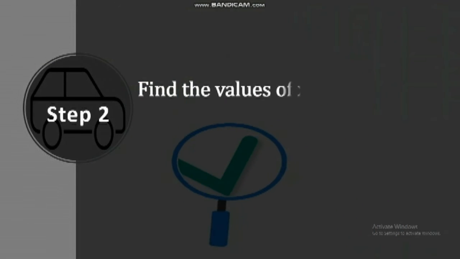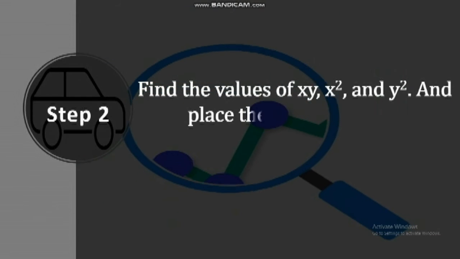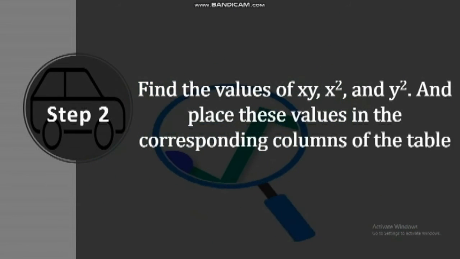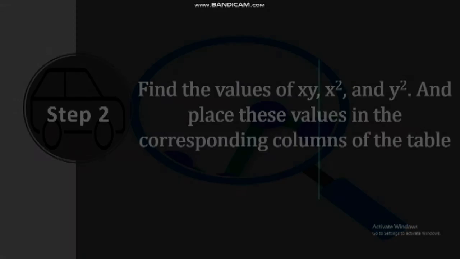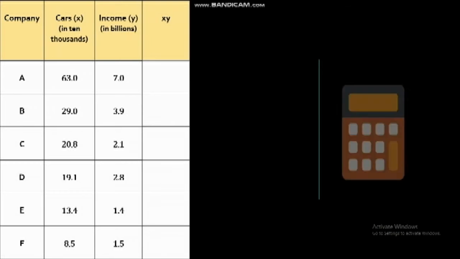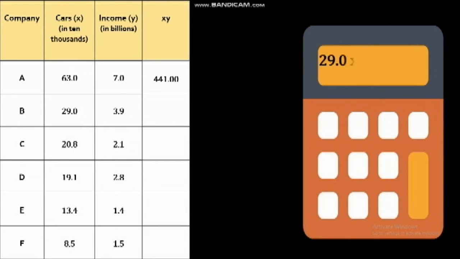Step 2. Find the values of xy, x squared, and y squared, and place these values in the corresponding columns of the table. Since we already have the data for the column of company, cars, and income, now we will solve for the values in the columns of xy, x squared, and y squared. Let's proceed to the column of xy. Just simply multiply x to y.